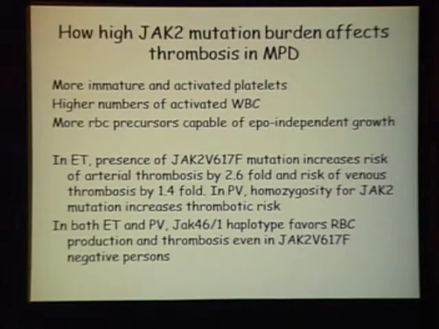I've put some of the actual statistics that are available up there, but there's also a haplotype that is another kind of JAK2, not a mutation, but another allelic variation of JAK2, which appears to favor red cell production, whether or not the JAK2 mutation is present. And this also is an independent factor favoring thrombosis.